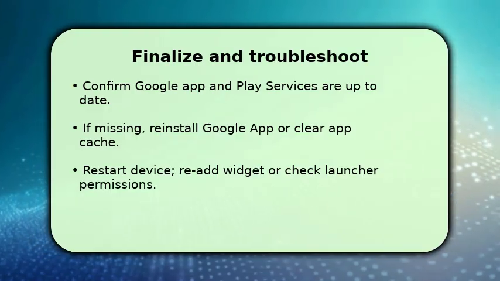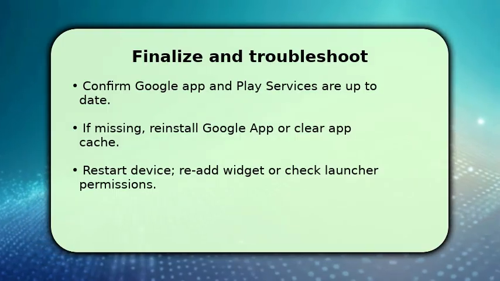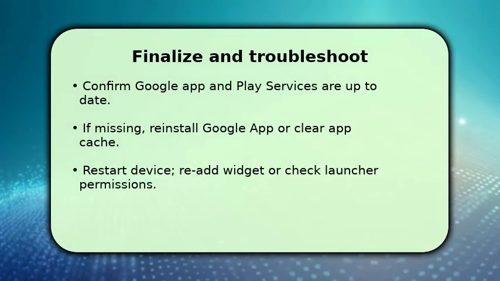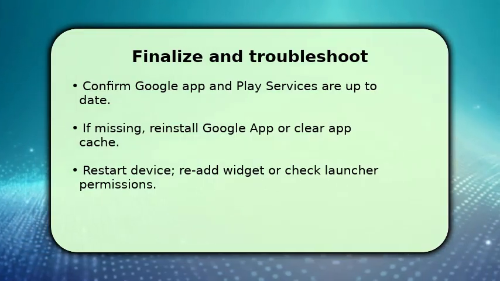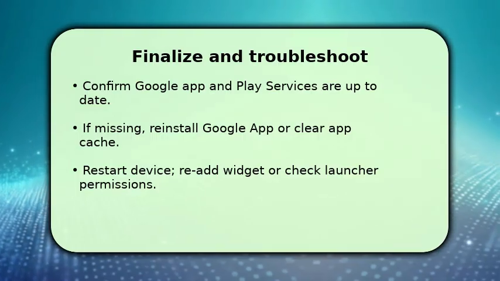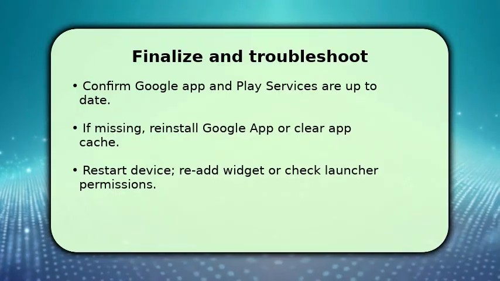If you still can't add it, clear the Google App cache or reinstall the app, then reboot the phone to refresh system services. One key troubleshooting tip: if your launcher blocks widgets, switch to the default launcher temporarily or grant the launcher permission to place widgets, and try again.